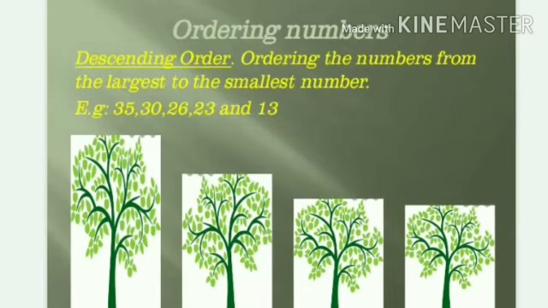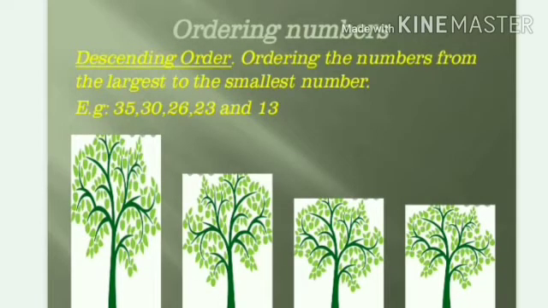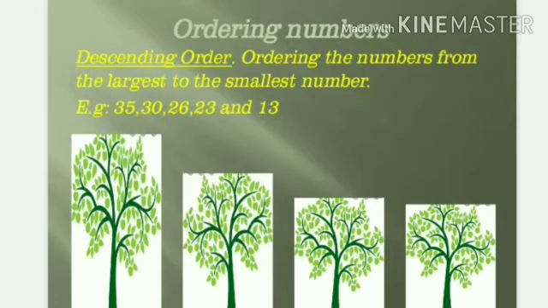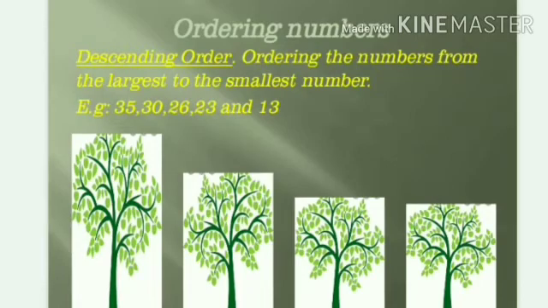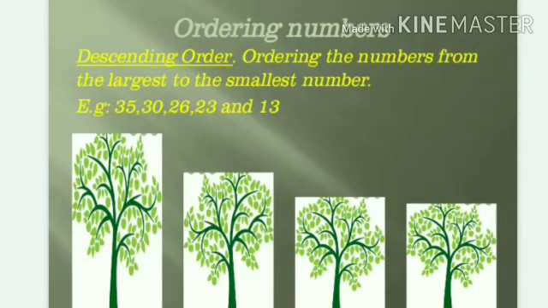Descending order means decreasing order. Ordering the numbers from largest to smallest. Look at the example. I have started the example from the bigger number and ended at the smaller number. And look at the sequence of the trees. It starts from the biggest tree and ends at the smallest tree. So that is the sequence of descending order, or decreasing order, you may call it.